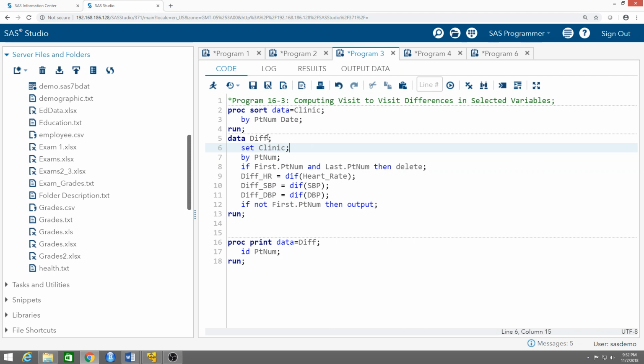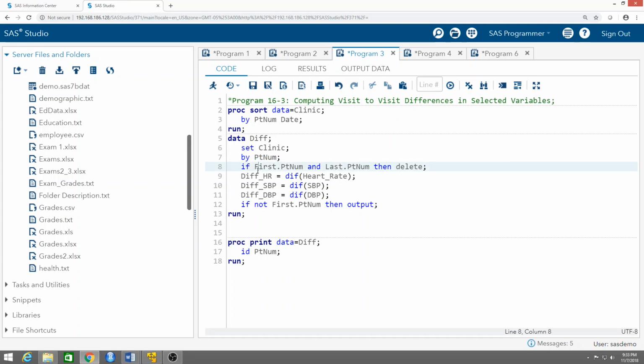Now I'm going to create a data set called differences. I'm reading from the data set clinic, which is the original one that we inputted a while ago. Now, again, this by patient number statement will create the first and last variables for patient number.